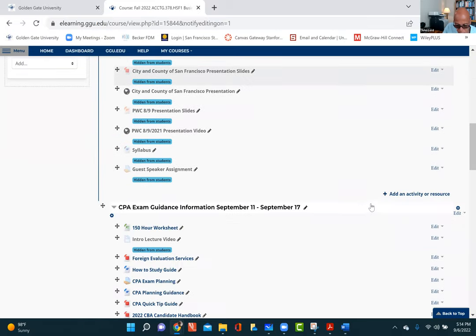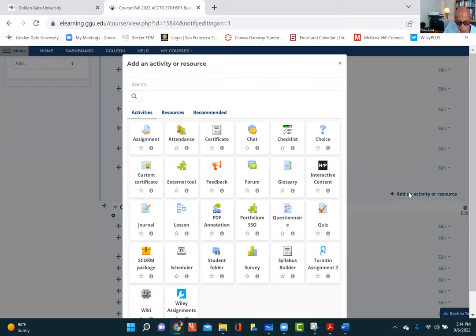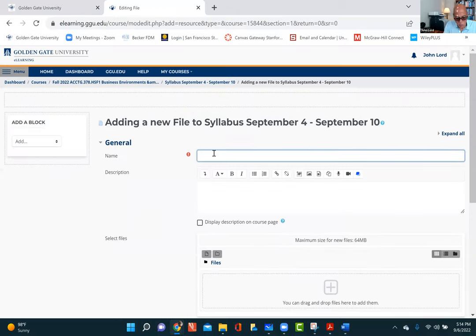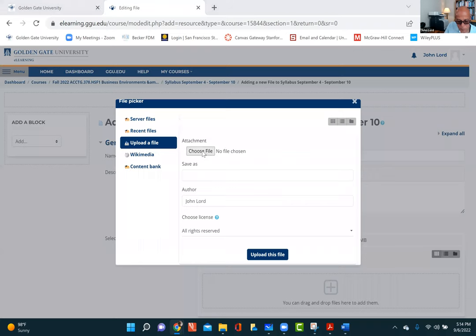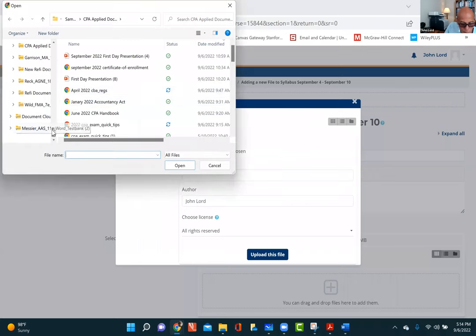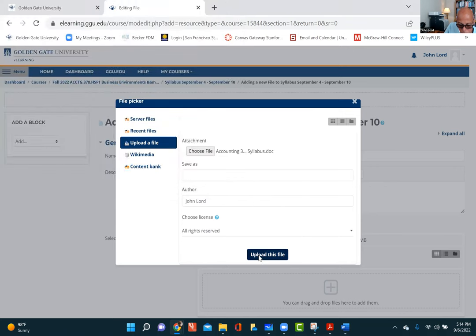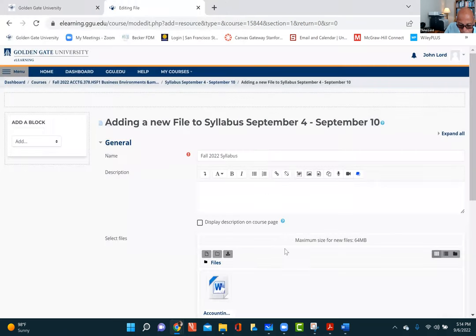And then I'm going to add an activity or resource. Resource file. 2022 syllabus. Okay. Choose file. And I am going to go to my BEC class. You guys click on that. See if it'll let me upload the file and I'll have it open.